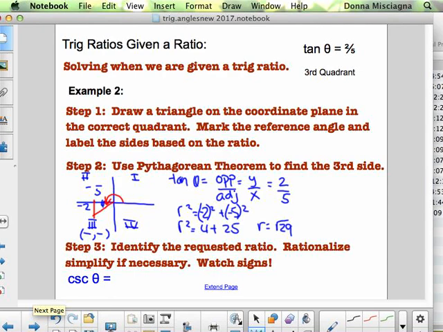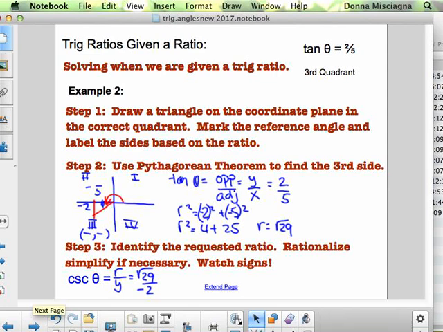And we are just looking for cosecant. Cosecant is the hypotenuse, r, over the opposite, so that would be y. So that is going to be the square root of 29 over negative 2. And it doesn't matter where the negative is. And, well, that one was pretty easy now, wasn't it? Because that's the end of this problem.